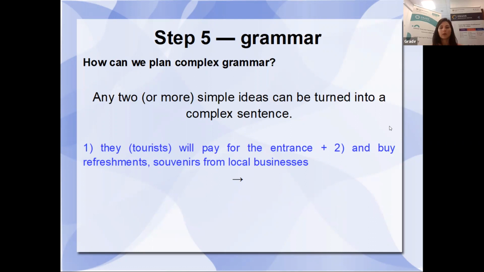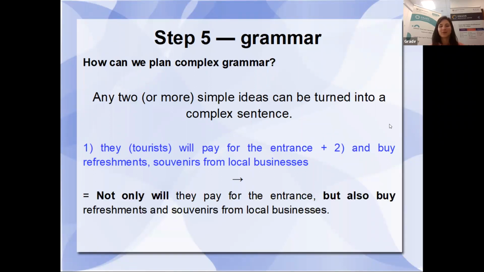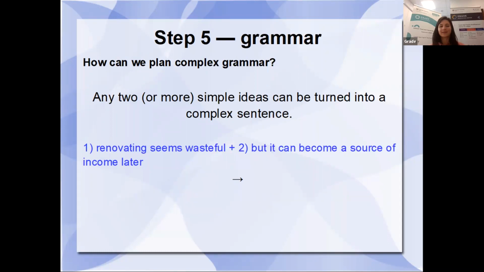One more thing to go. So here I think, as well as, yes, not only, right, here I wanted to use this. You just want to use inversion here, right? Okay, good. And one more, the last one, I guess. Renovating seems wasteful, but it can become a source of income later. So here you already have but, so basically, even if we put a comma, it will be a complex sentence.